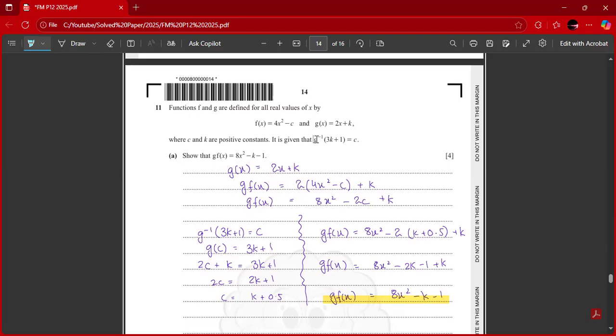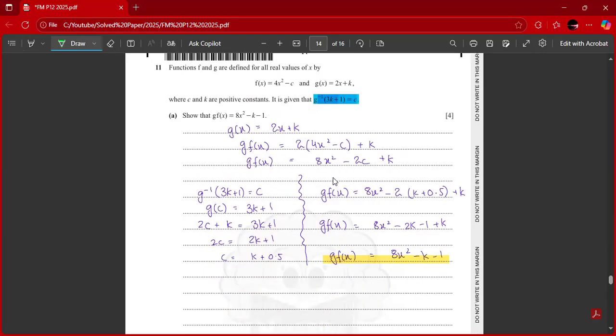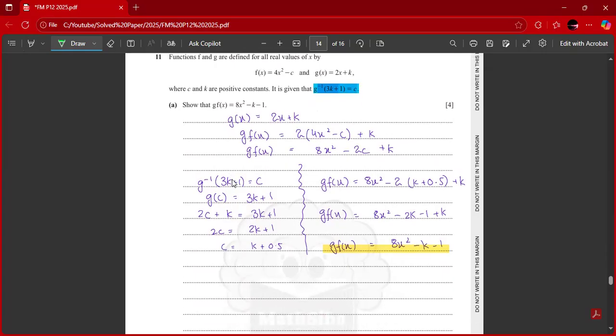the inverse of g is equal to c at some certain conditions, okay? So if I make g of x equal to 8x squared, substituting instead of x, putting 4x squared minus c, we get an incomplete function. But now we're supposed to find the value of c. It's given that g inverse of 3k plus 1 is equal to c. If it's g inverse, I take it to the other side, it should be g.